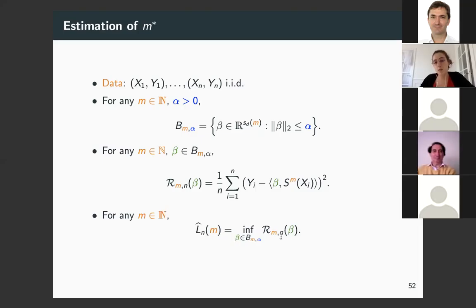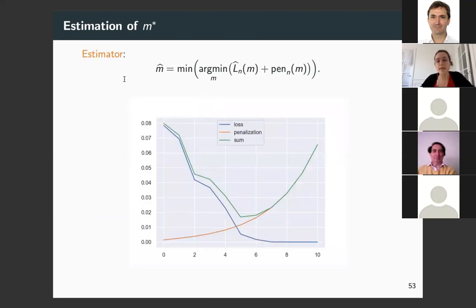You can see that when m increases, you have more and more flexibility on beta. So at a point, this can be 0. If m is large enough so that d to the m is equal to n, this is 0. So L hat n of m is a strictly decreasing quantity. To find the best size m hat, I will penalize it. I will take the minimum of this strictly decreasing quantity plus a penalty that I have to choose carefully.